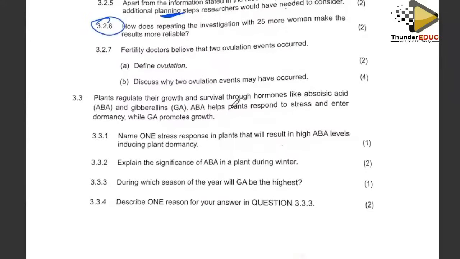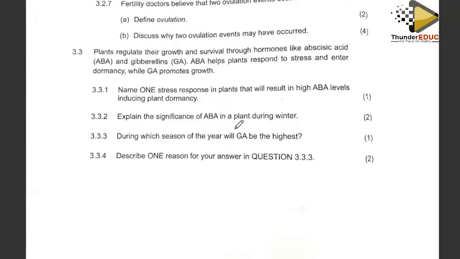Plants regulate their hormones and survival through hormones like abscisic acid and gibberellins. Abscisic acid helps plants to respond to stress and enter dormancy, while GA promotes growth. Okay. Name one stress response in plants that will result in a high abscisic acid level, introducing the plant to dormancy.